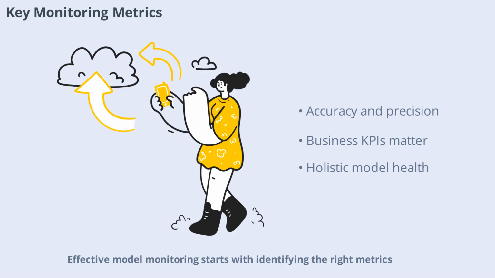Effective model monitoring starts with identifying the right metrics. Common metrics include accuracy, precision, recall, and F1 score for classification models, or RMSE and MAE for regression models. However, it's also important to monitor business-specific KPIs that reflect the real-world impact of your model. By combining technical and business metrics, you gain a holistic view of model health. This ensures that your monitoring efforts align with organizational goals and deliver actionable insights.